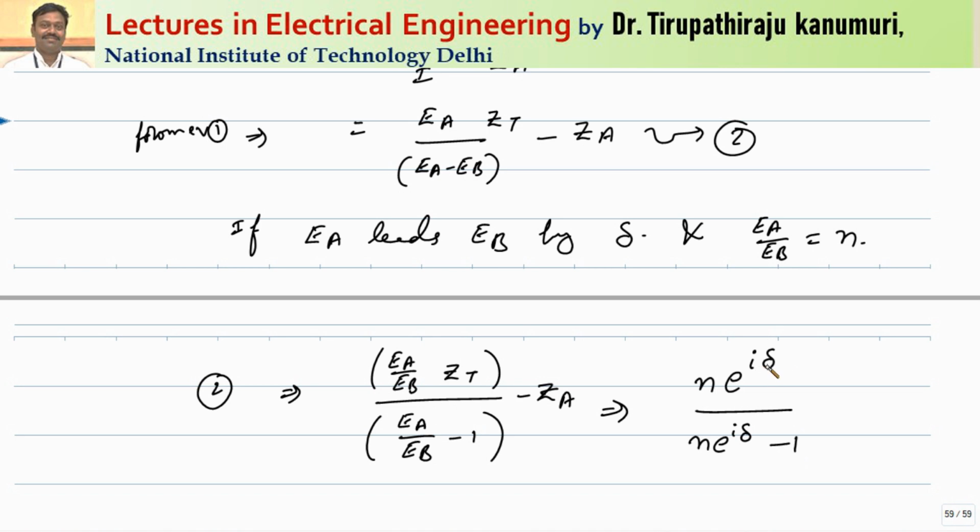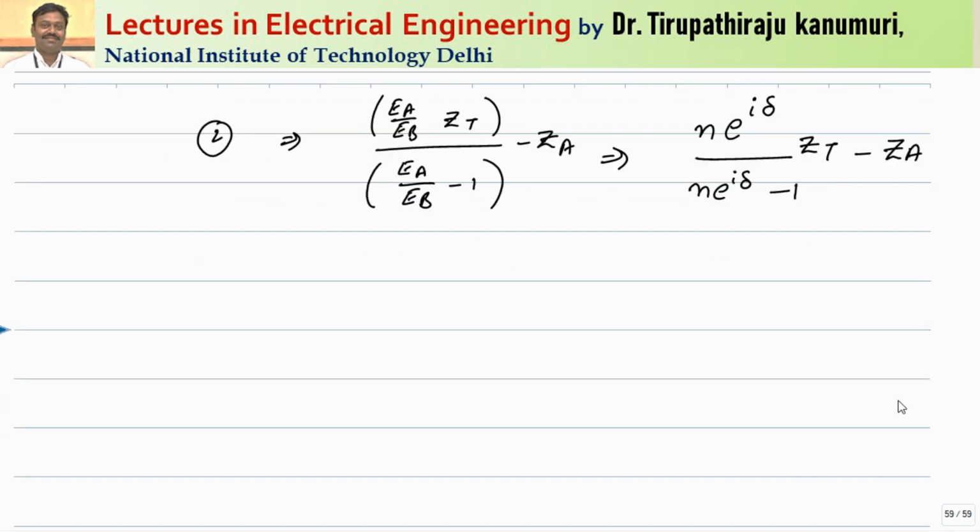So this delta is the phase angle by which the EA is leading EB. So if it is lagging, then it will become minus. So that is the only difference that comes. So the second one we are taking as a reference. So this will be multiplied by ZT minus ZA. So in this equation, let us take it as equation number 3.